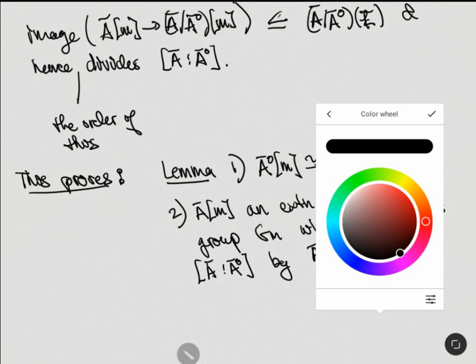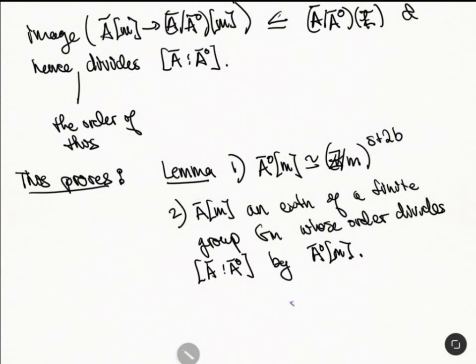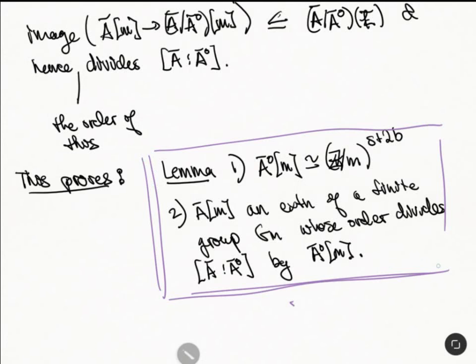Okay, so I should have done that. Let's go to the color here. So this is what we actually want, and I should have said that this divides this. Okay, so this is the second part of what we want, but I forgot to do that. Anyway, so this is the structure.